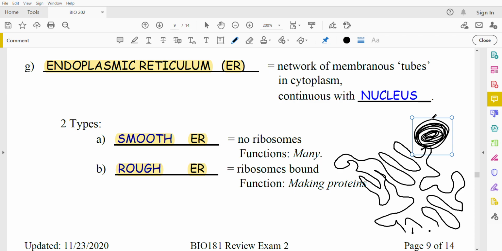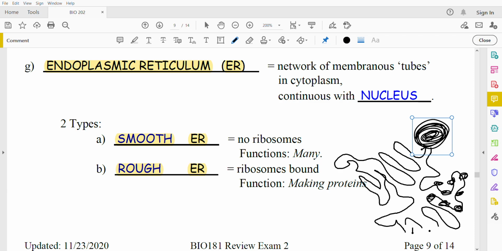Some of it is known as smooth ER. The smooth ER has nothing on its membrane structure. It literally is smooth, and there's many functions that smooth ER has. And again, refer back to your lecture material for a full listing of those.